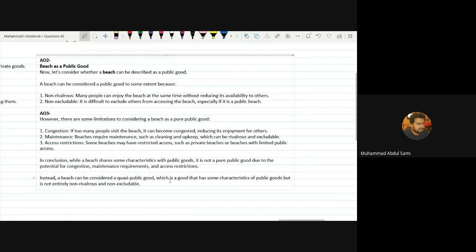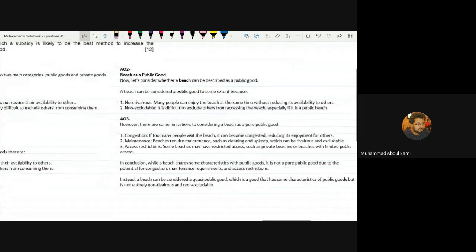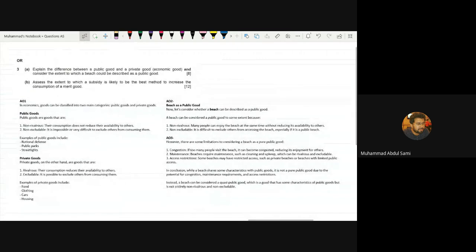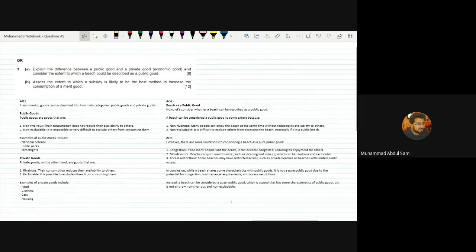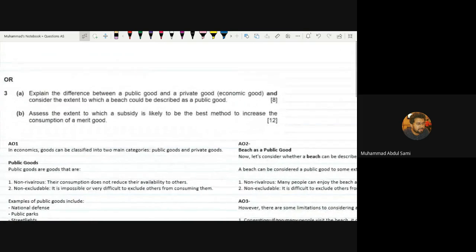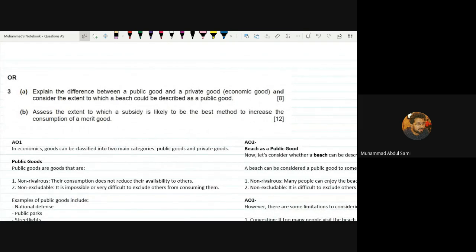So, a quasi public good is a good that has some characteristics of public goods, but not entirely non-rivalrous and non-excludable. So, this is the composition of March 2025, question number 3, part A. I think we have made a clear elaboration of AO1, AO2, and AO3.